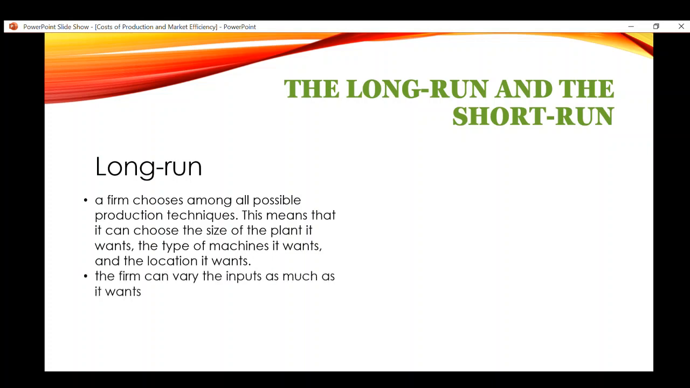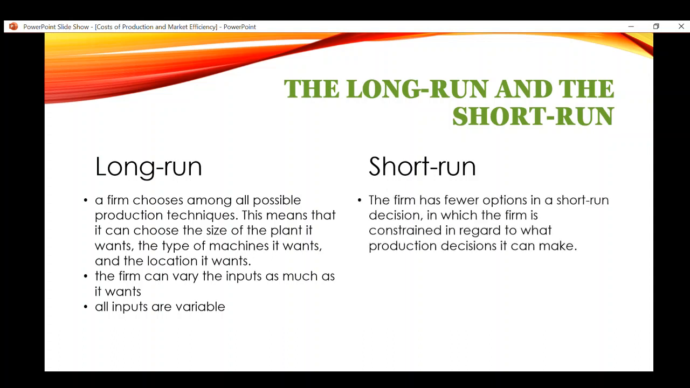The firm can vary the inputs as much as it wants, and then all inputs are considered variable. Kay magdepende naman siya sa ato ang production. In the short run, the firm has fewer options. So, akong gi-mention nga maglisod ta og adjust, maglisod ta og vary sa ato ang inputs, maglisod ta nga basta-basta na lang mag-change sa ato ang planning in terms of our production.